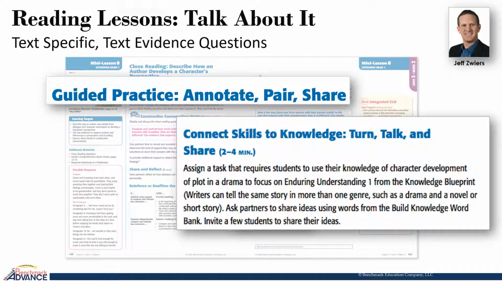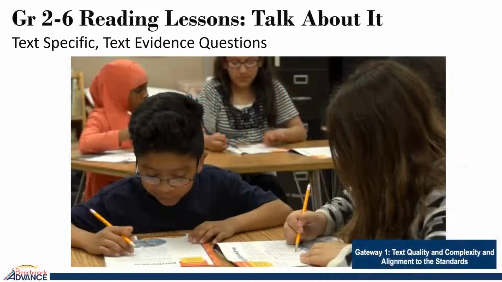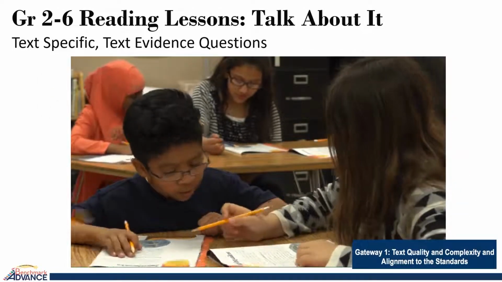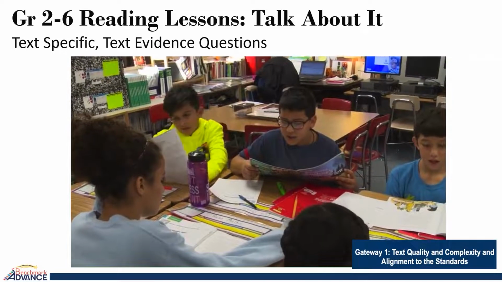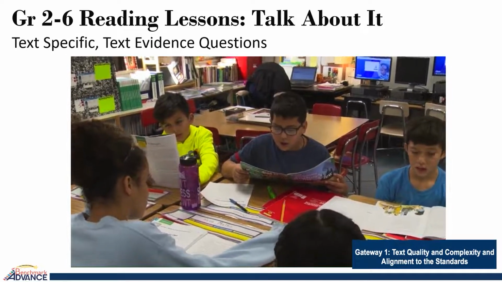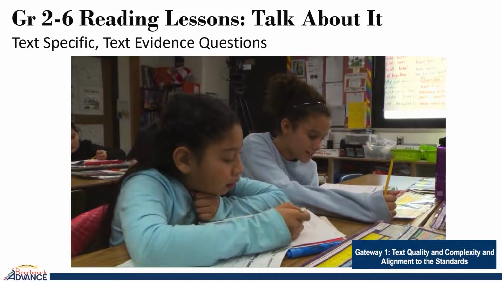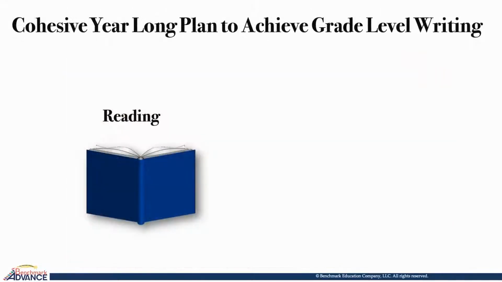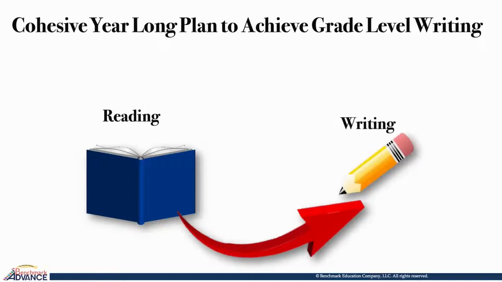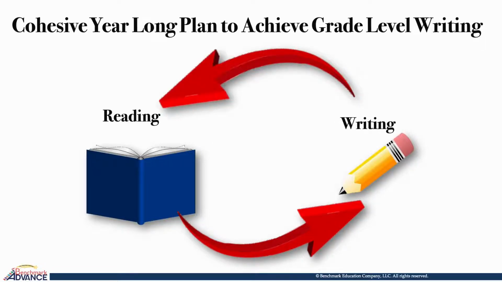In grades K and 1, students and teachers work together to collect new knowledge on the knowledge blueprint. In grades 2 and above, responsibility is released, and students collect their thoughts, questions, and knowledge on their blueprints. This allows students to begin to build independence and own the learning. Text evidence collected from the reading lessons are used in the writing lessons, and the writing lessons reinforce and strengthen the comprehension of the reading lessons.